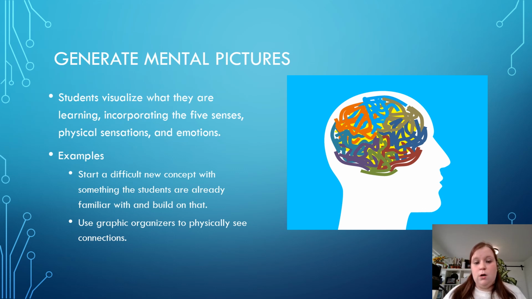We can also use graphic organizers to physically see the connections. Even talking about what we just talked about with the graphic organizers, they allow you to create mental pictures. They can see the rise and falls of different things.